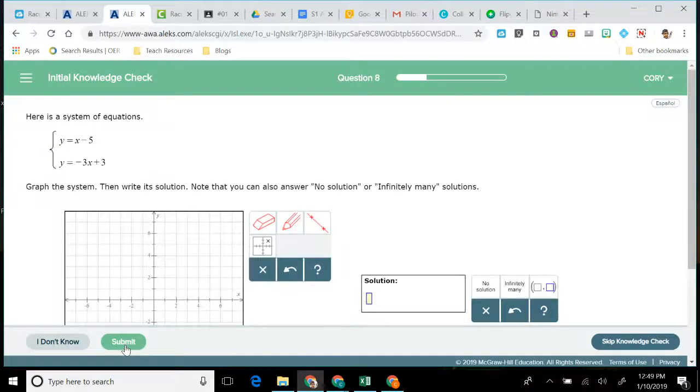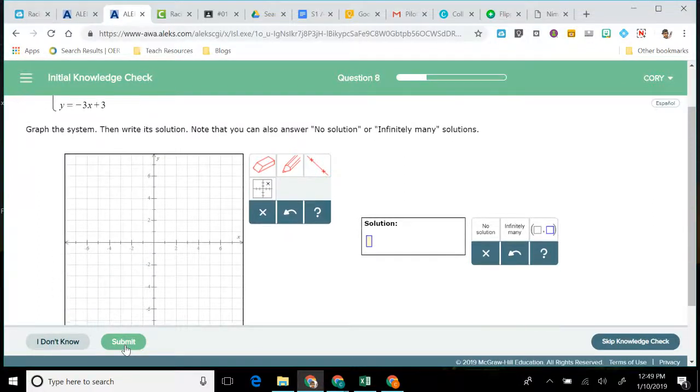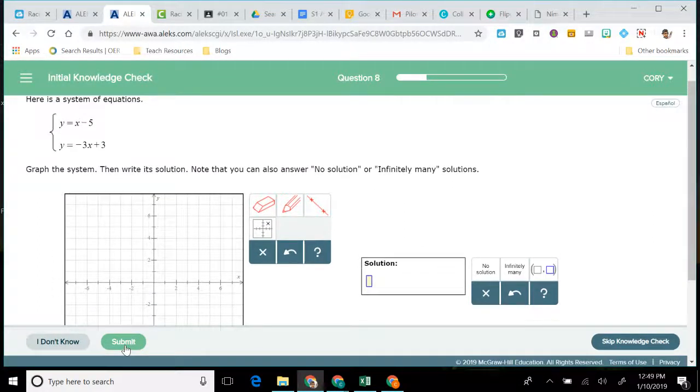Here is a system of equations. This relates to the last problem I just did. To graph them, I need to know the y-intercept and the slope. The slope for the first equation is 1 because it's an x. The y-intercept is -5. That's where the line crosses the y-axis when x is 0. For the second one, it's -3 for the slope and +3 for the y-intercept.